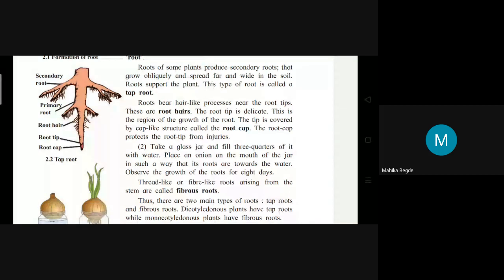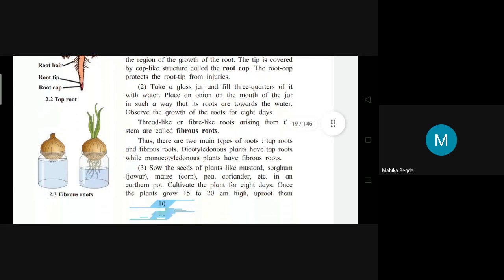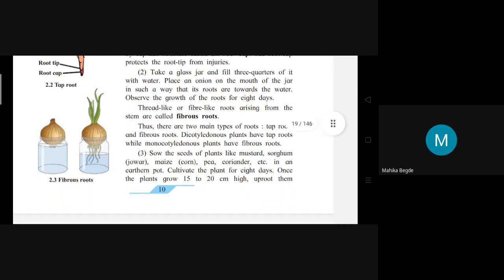Some roots bear hair-like structures. These are called root hairs. The tip of the root is very delicate and is very important to carry all the nutrients and water to the plant, so the root tip is covered with a cap-like structure called the root cap. What is the function of the root cap? It prevents the root tip from any type of injuries. There are also some roots which are thread-like and fiber-like structures, which are called fibrous roots.